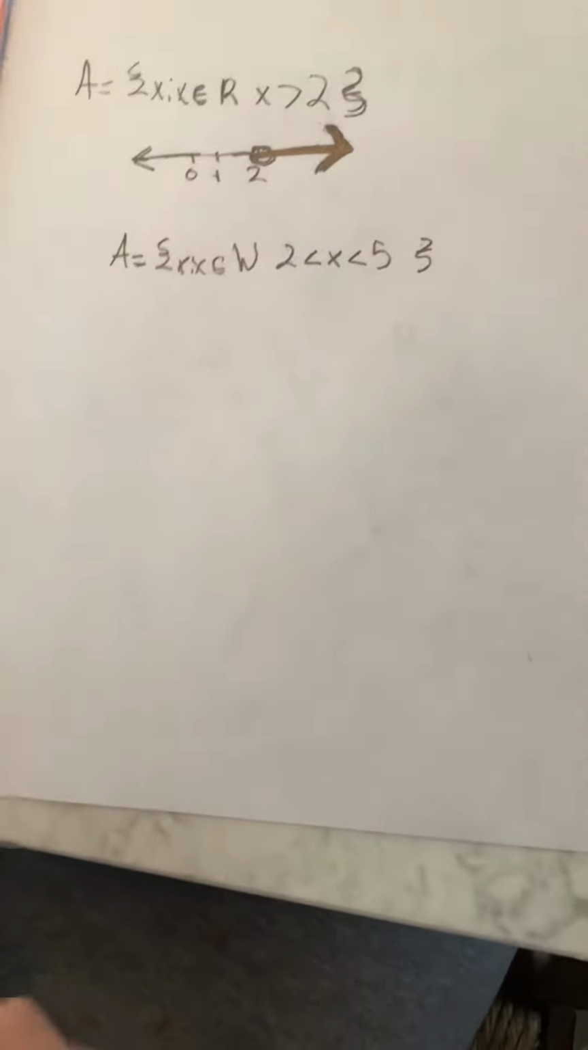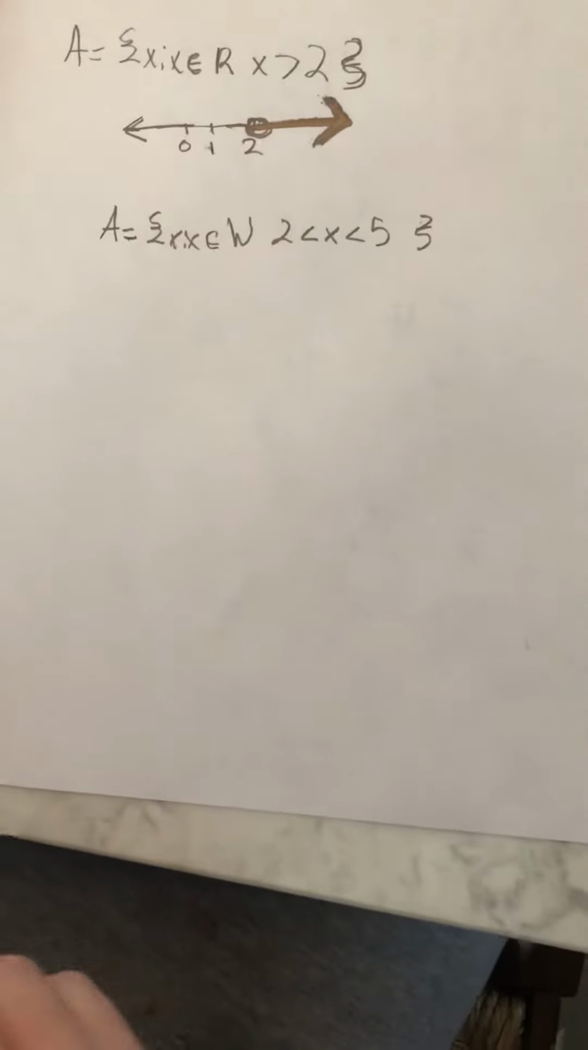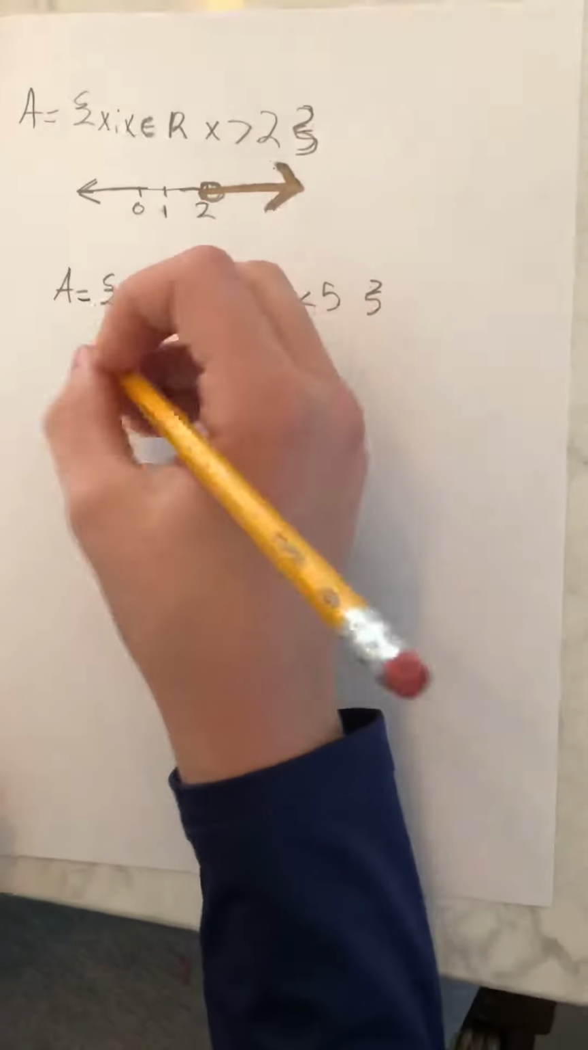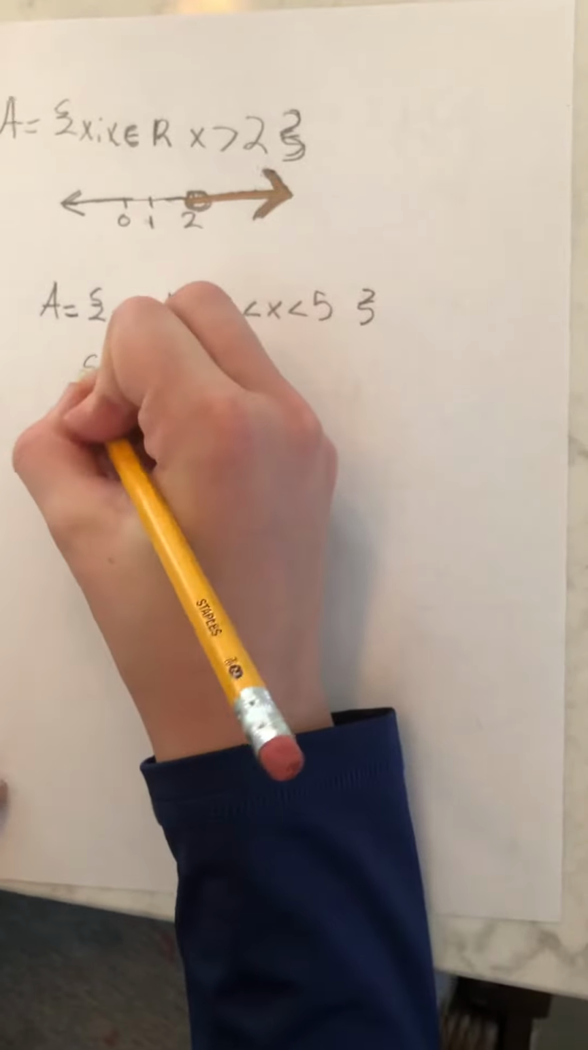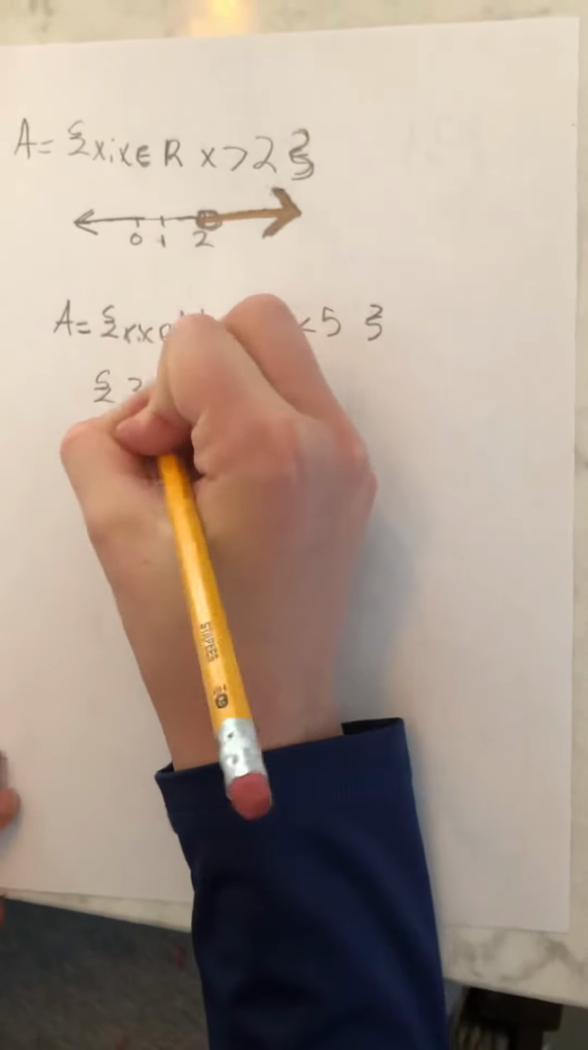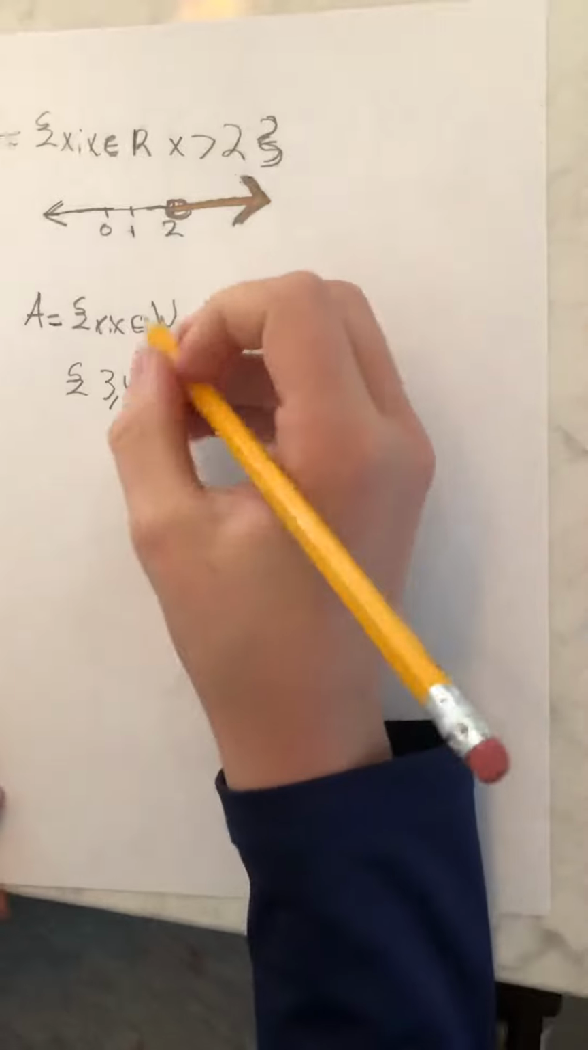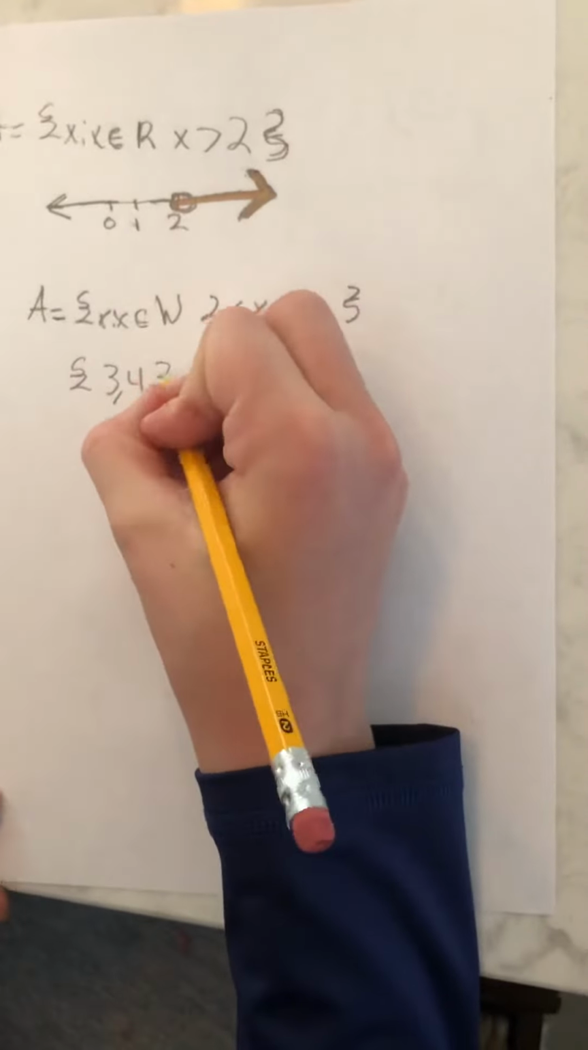So then the roster. There is a roster because it's not real numbers. So the roster, it's not inclusive, so it would be 3 and 4, because it's in between 2 and 5 and you can't include 2 and 5.